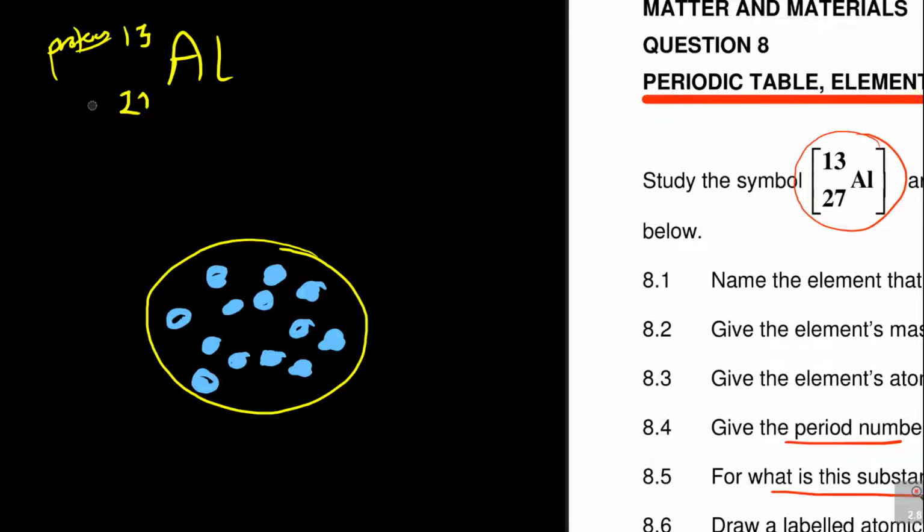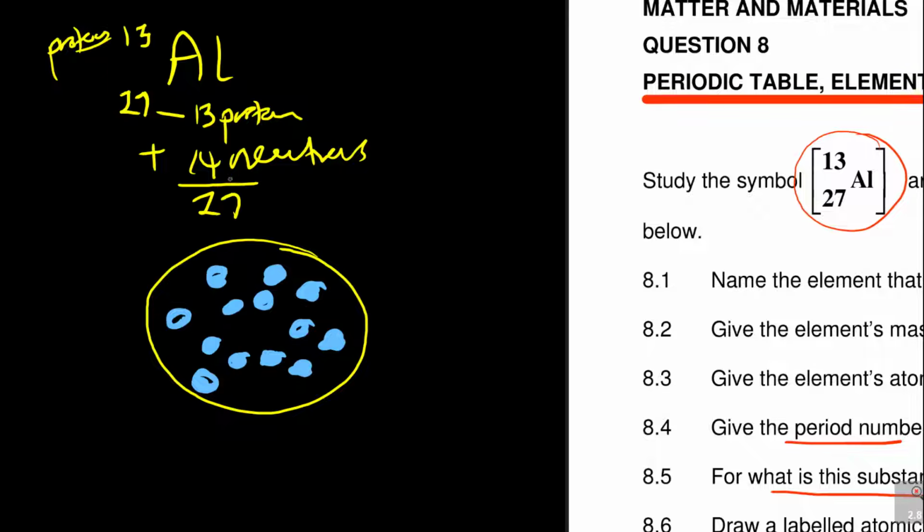So if there are 13 protons, and you know that this 27 has got 13 protons, how many neutrons? Because it's protons plus neutrons. You see that if I say 14 here, it will be 27 at the end if I add. So which means neutrons are what? Are 14. So we can come here and say let's do neutrons. 1, 2, 3, 4, 5, 6, 7, 8, 9, 10, 11, 12, 13. It's not a must, it's 14.